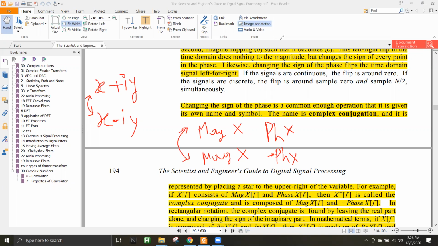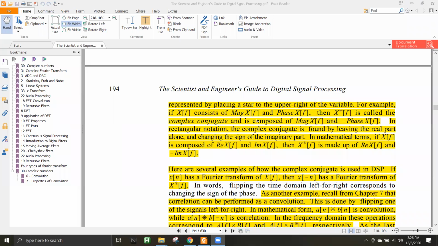Okay, this is basically what is being said here. For the notation, if X(f) is a signal, then the corresponding complex conjugate would be represented as X star. If X(f) is represented in polar notation by magnitude X and phase X, X star would have the same magnitude but the inverted phase. And as I've already said, in the rectangular notation, X would have a real and imaginary part, and the corresponding X star would have the same real part, and only the imaginary part would be inverted.